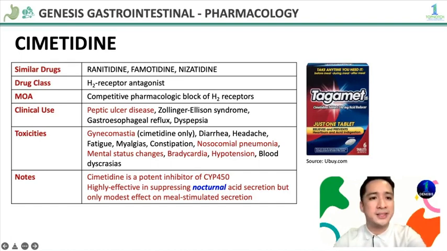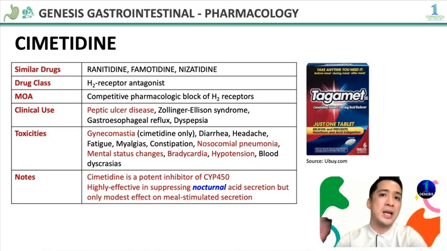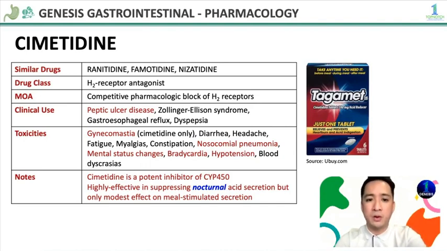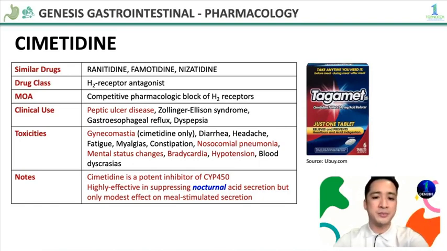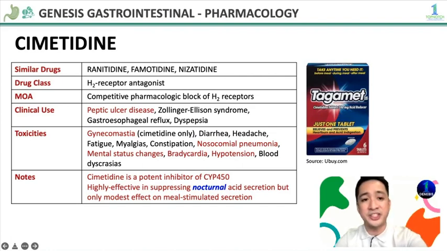Associated with gynecomastia is cimetidine because of its anti-androgenic effect. And also remember that cimetidine is a potent cytochrome P450 inhibitor. Very important to discuss the drug-drug interactions. If this medication is a potent inhibitor, can you tell me what will happen to the substrates? So the substrate will go up. It will increase the level of the drug. So just remember that your H2 receptor antagonists are effective in the management of nocturnal acid secretion.